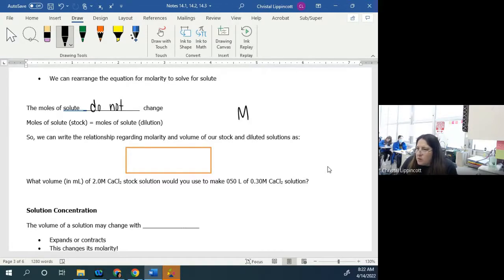We can rearrange that molarity equation, since we know that moles over liters equal molarity, right? So if I wanted to solve for moles, what would I do? Right, moles equals molarity times liters. Everybody buy that? Okay. This doesn't change. My moles of my concentrated form or my stock form equal my moles of my dilute form.